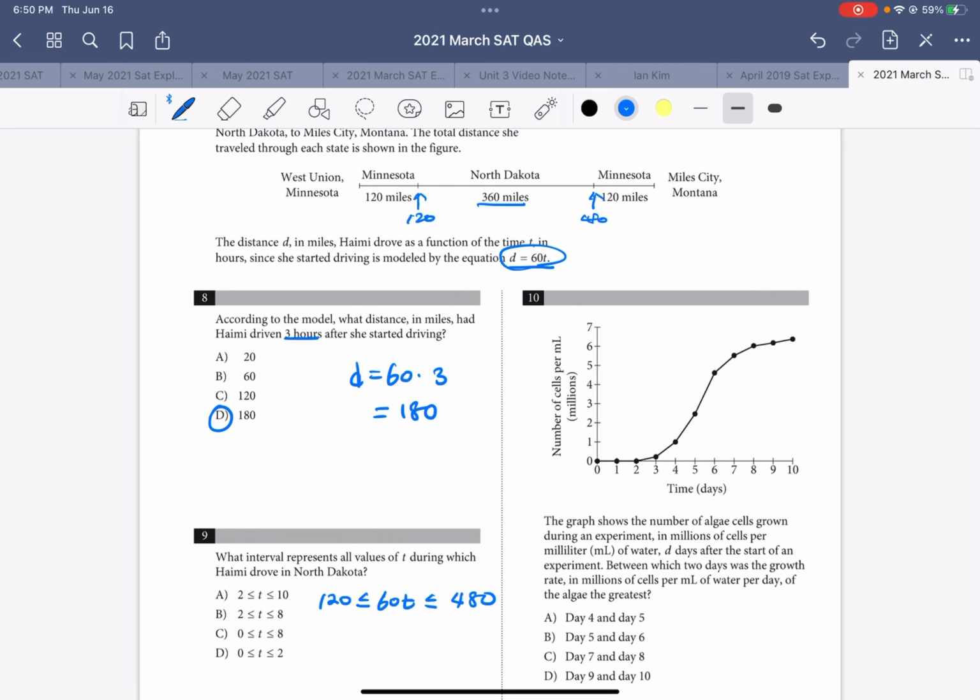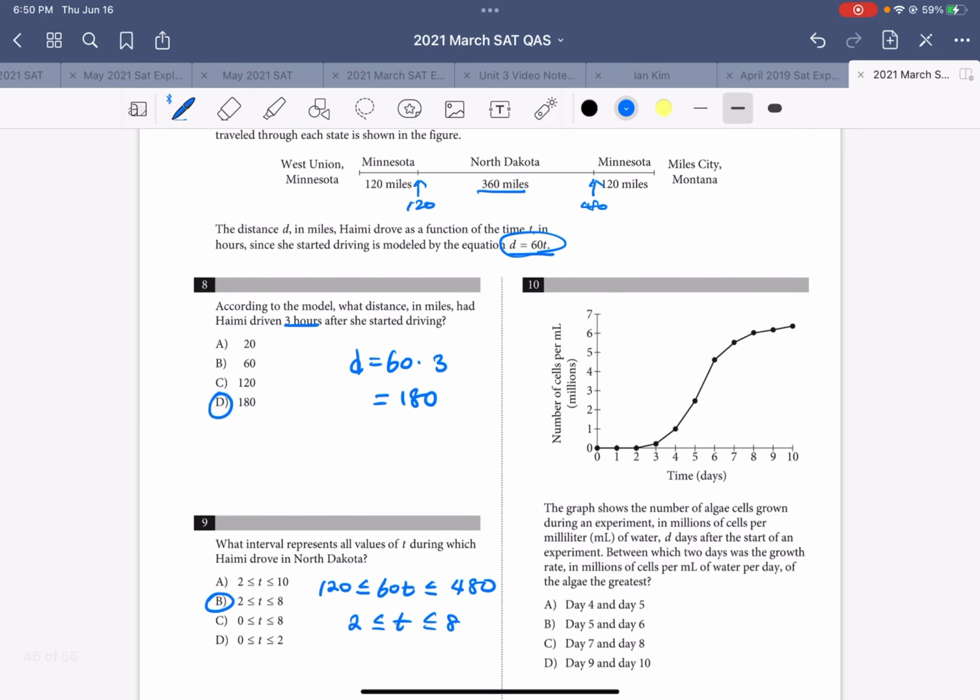So now to find the time, you divide by 60, so t should be greater than 2 and less than 8. So any time between 2 and 8 should be in North Dakota. So answer B. Now number 10.